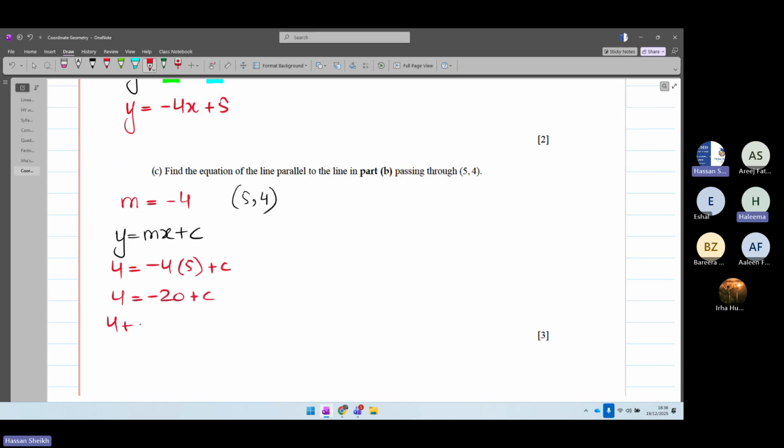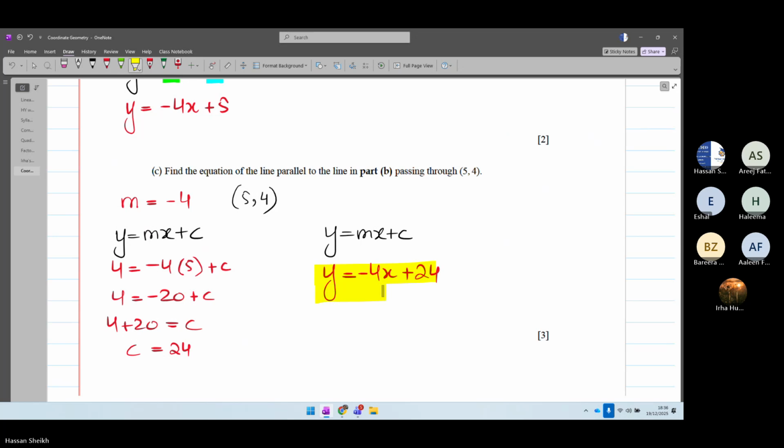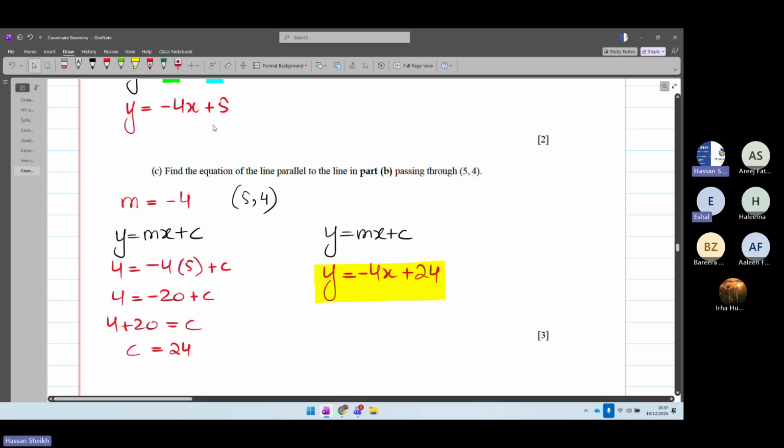And then how much is C? 4 plus 20, 24 is C. Exactly. And then we again apply y equals mx plus c and we just substitute the value of m and c. Is that the answer? Yes, because they asked us to find the equation.